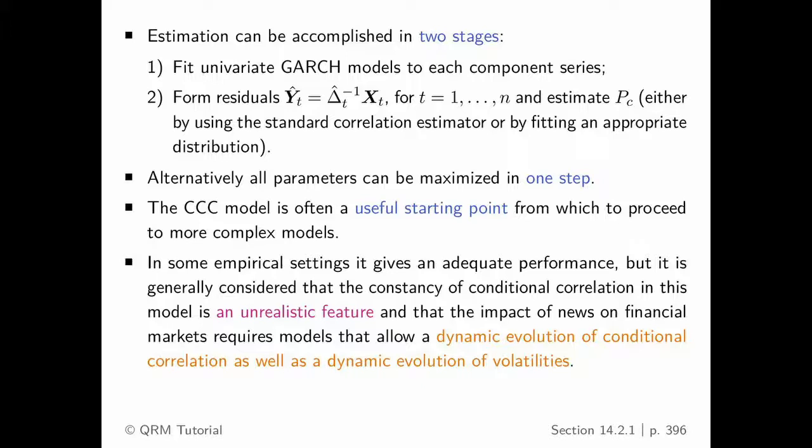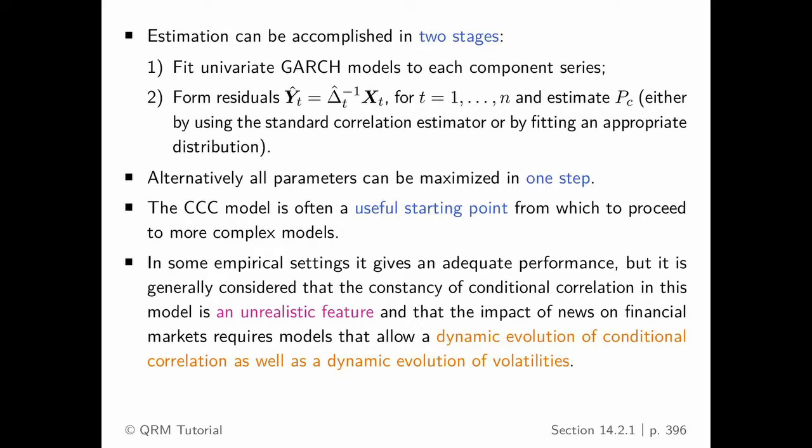What if we take each series one at a time, estimate a GARCH like this, and then after we've estimated the GARCH, that's equivalent to estimating the delta matrix, we then perform this operation, we devolatilize, and we get Y_t, and then from Y_t we can just estimate the correlation. So that's what I'm saying here. Estimation can be accomplished in two stages.